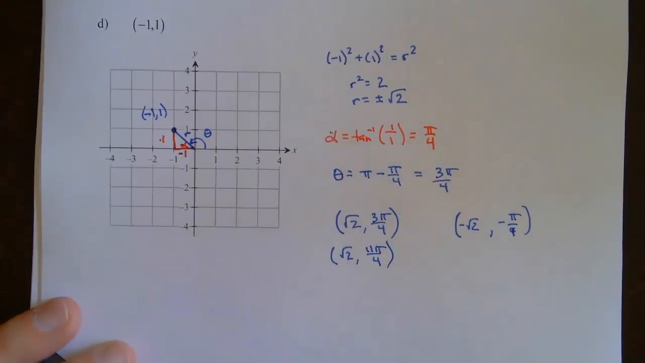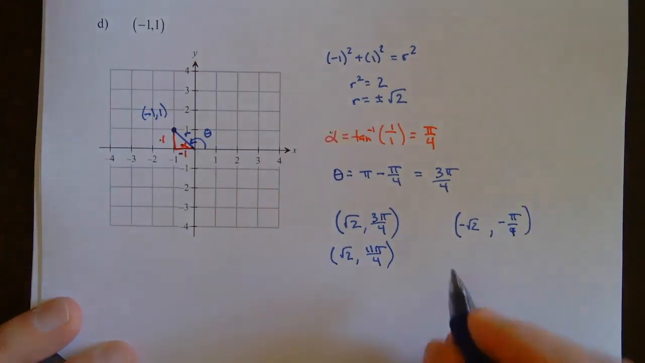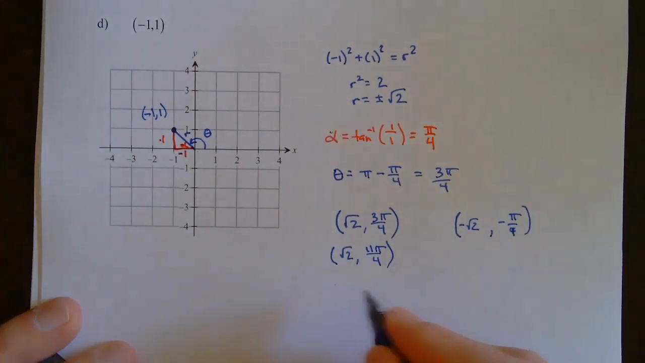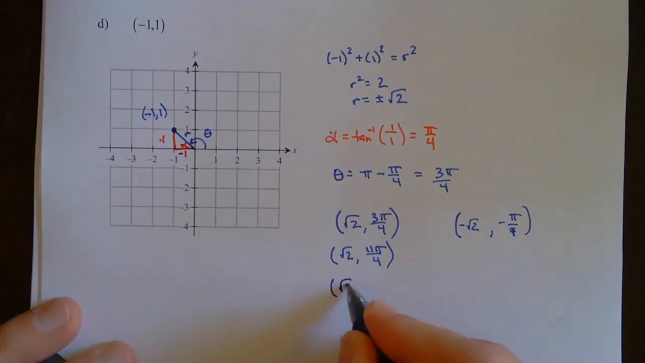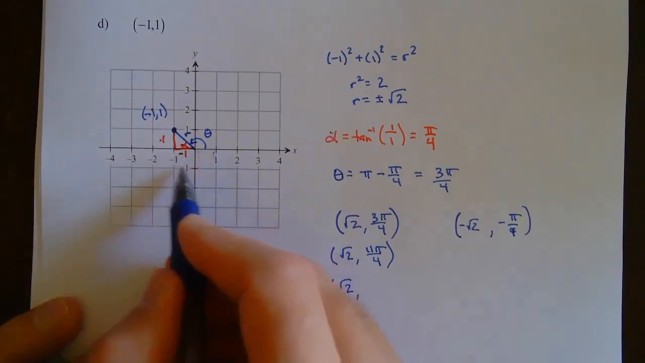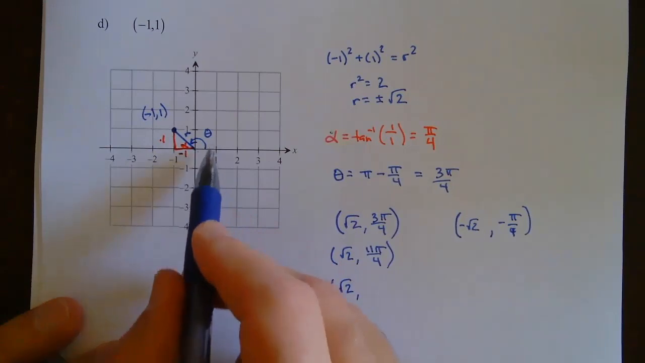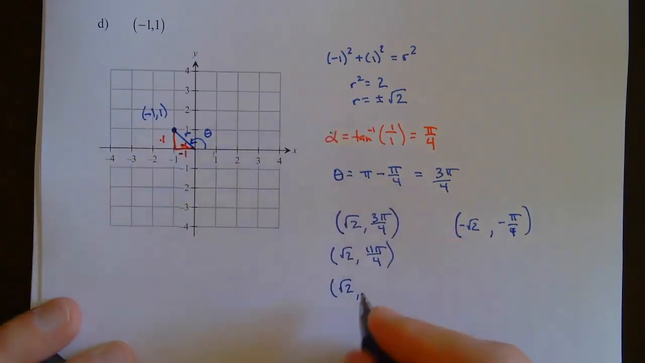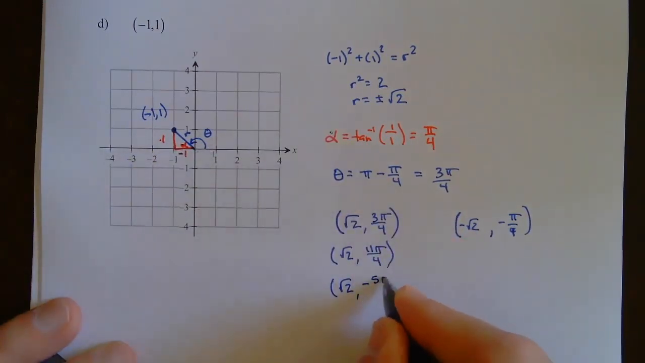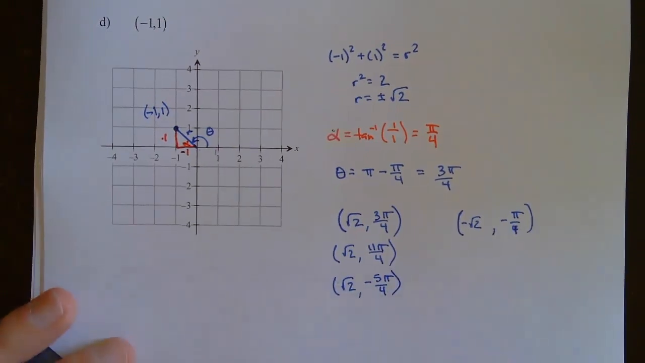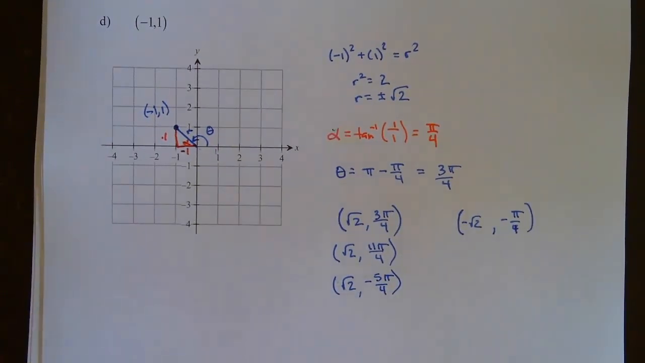That would just be going around more than once, okay? We could do a radius of square root of 2 and rotate with a negative angle. So this would be negative 4 pi over 4. So we need to go negative 5 pi over 4. And so there's just a lot of ways to write the coordinates, right? That's the point of this, is there's a lot of ways to write the coordinates. Okay?